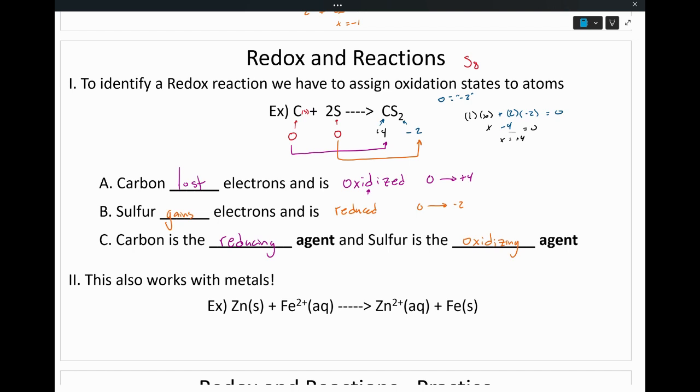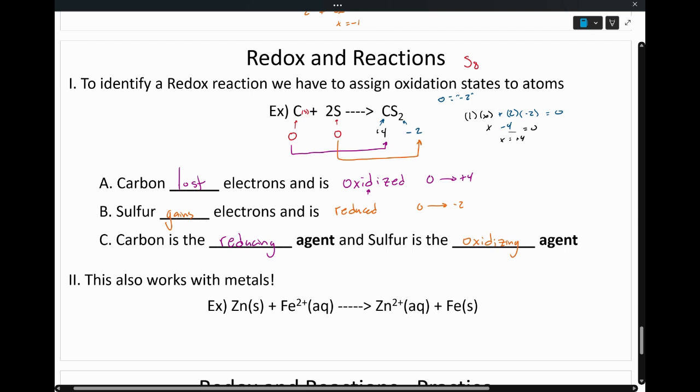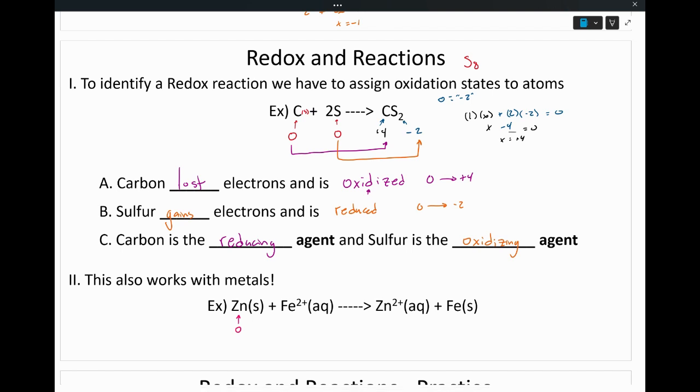And we can do the same thing. That was our two nonmetals together. We could do the same thing with metals. And so we're going to look at this reaction below. I'm just picking some nice colors for it. And here we see that zinc starts at 0. Iron starts at +2. Zinc then goes to +2. And iron now goes into an elemental state of 0.